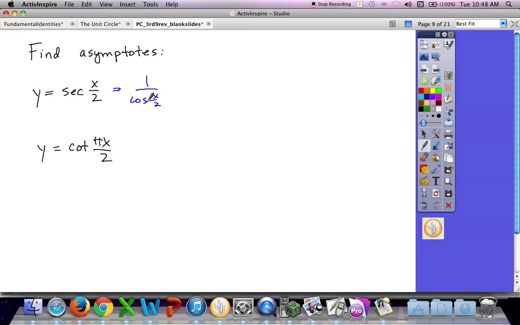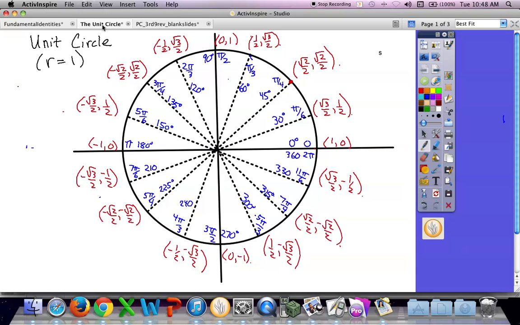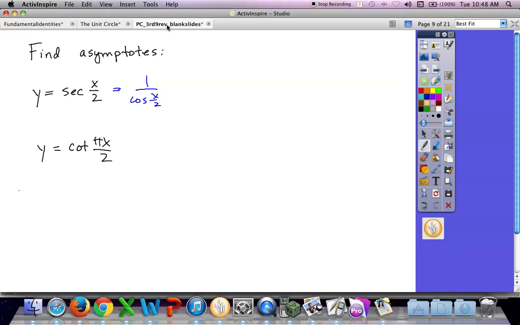Okay, well, where does cosine equal 0? Pi over 2, 3 pi over 2, et cetera, right? So you would have to take this and say when x over 2 equals pi over 2, or 3 pi over 2, or 5 pi over 2, just keep going around, then this function will equal 0, and you're dividing by 0, and you have an asymptote. But you have to solve it for x first.